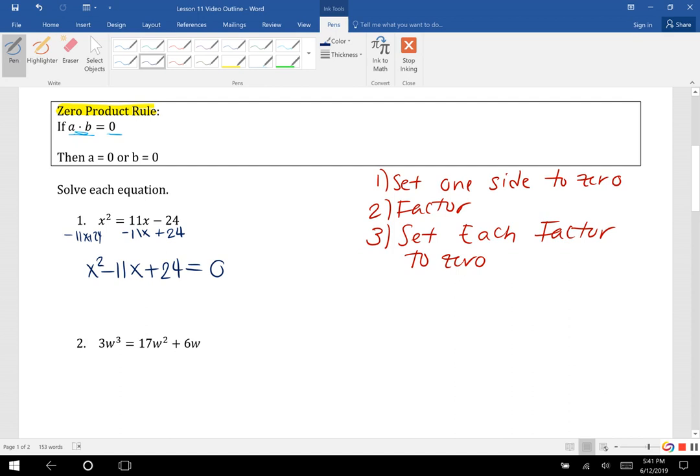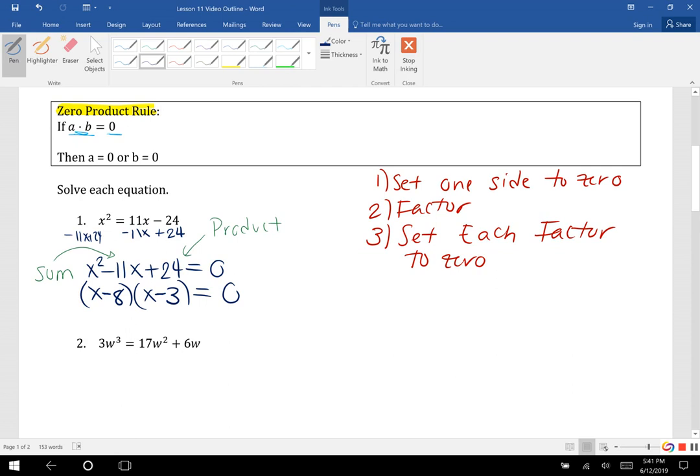So that was step 1. And then we're going to factor. There's no GCF. So I'm going to try to find two numbers that have a product of 24 and a sum of negative 11. Negative 8 times negative 3 is 24, and they add up to negative 11. So that was step 2.